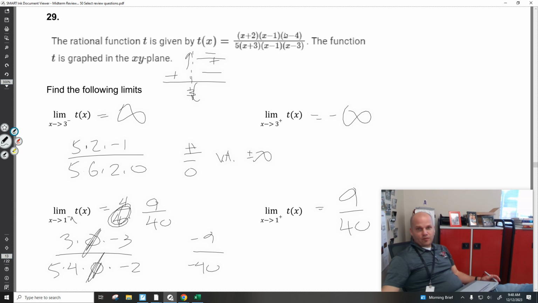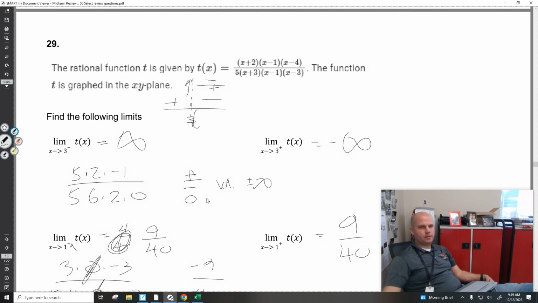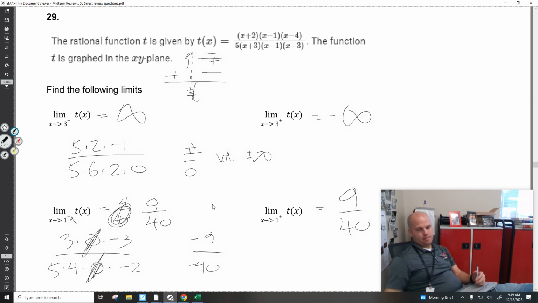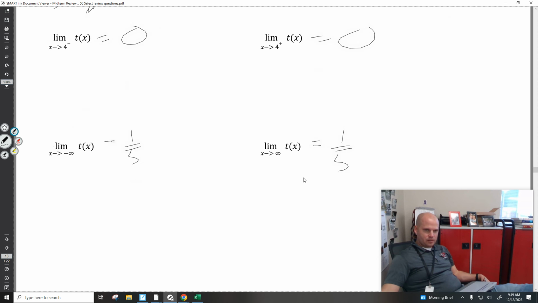Four to the left. If I plugged in 4, I get a 0 on the top and a number on the bottom. That's going to be 0. If I plugged in 4 to the right, I'm going to get 0. Don't plug in 3.9999. Think about it. But start with plugging in 4, see what you get. If I plugged in infinity, well, if I'm plugging in infinity, I'm caring about the largest degree term. If I distribute this all out, I got x cubed plus some stuff. I got 5x cubed plus some stuff. The x cubes would cancel. I'd end up with a positive 1/5 in both directions. This is great, great practice.